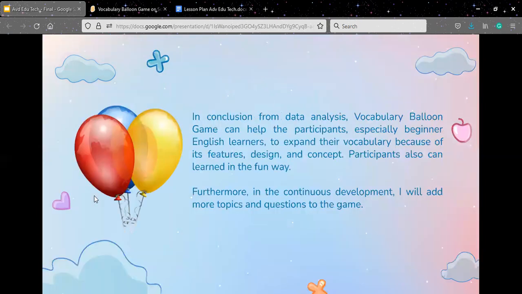In conclusion, from the data analysis, the vocabulary balloon game can help the participants, especially beginner English learners. In that case, the four participants expanded their vocabulary because of its feature, design, and concept. The participants can also learn vocabulary in a fun way. Furthermore, in the continuous development, I will add more topics and questions to the game. This is also based on the participants' suggestions.